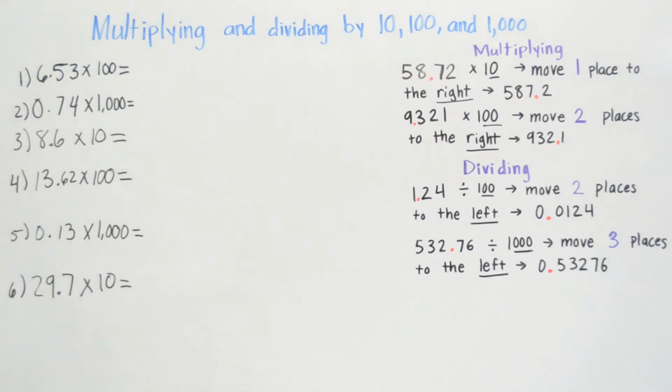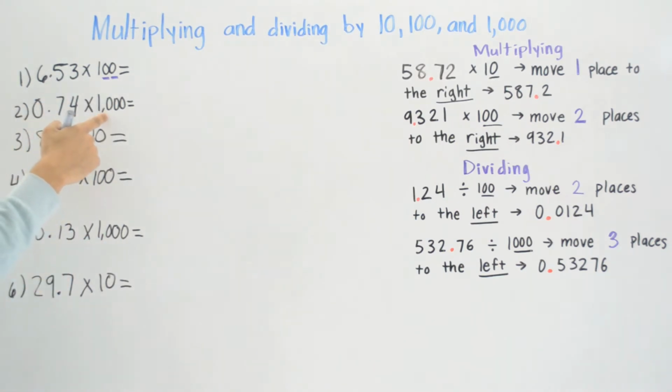Okay? So in this first example, we're going to be working on multiplying by tens, hundreds, and thousands. You can see here in the first problem, we have 6.53 times 100. So if you look at the right side, we know we're multiplying by 100, so we're going to move the decimal point to the right 2 times. Another thing you can memorize is that how many zeros you have is how many times you move it to your right. So in your 100, we're going to move it 2 to your right.